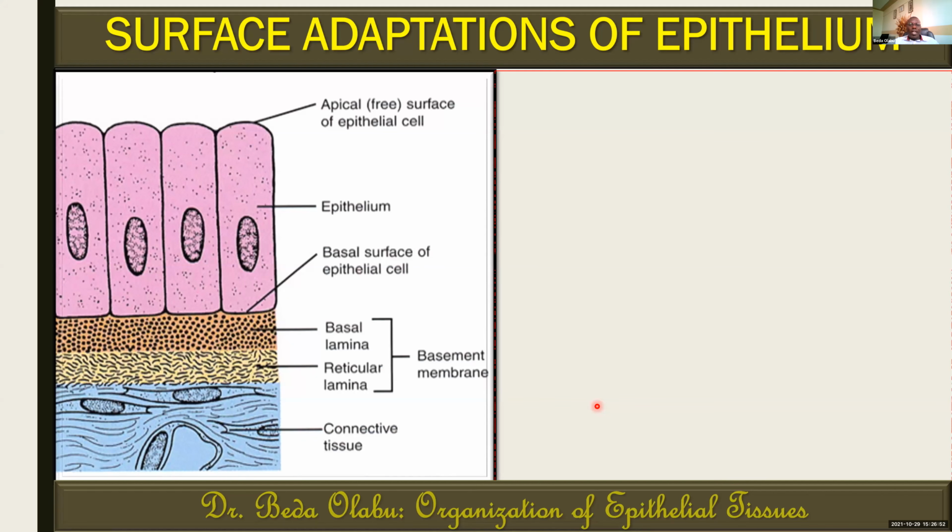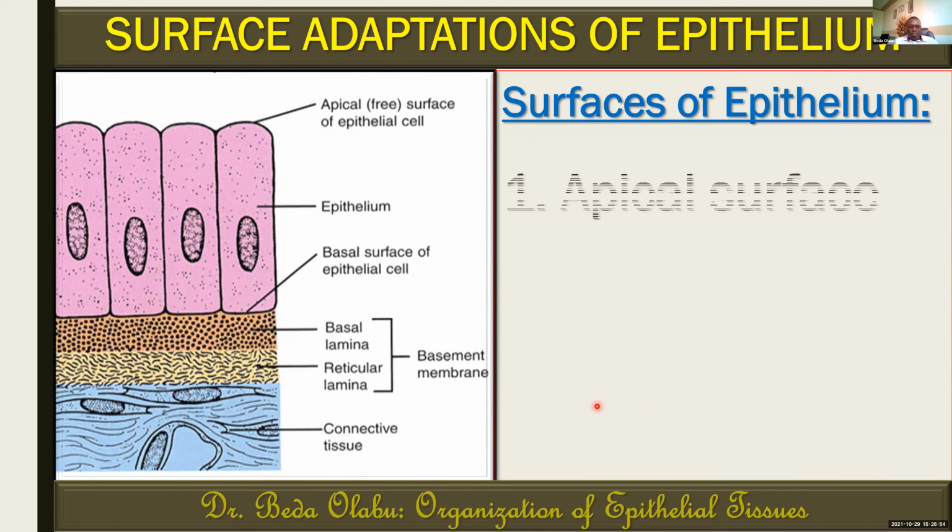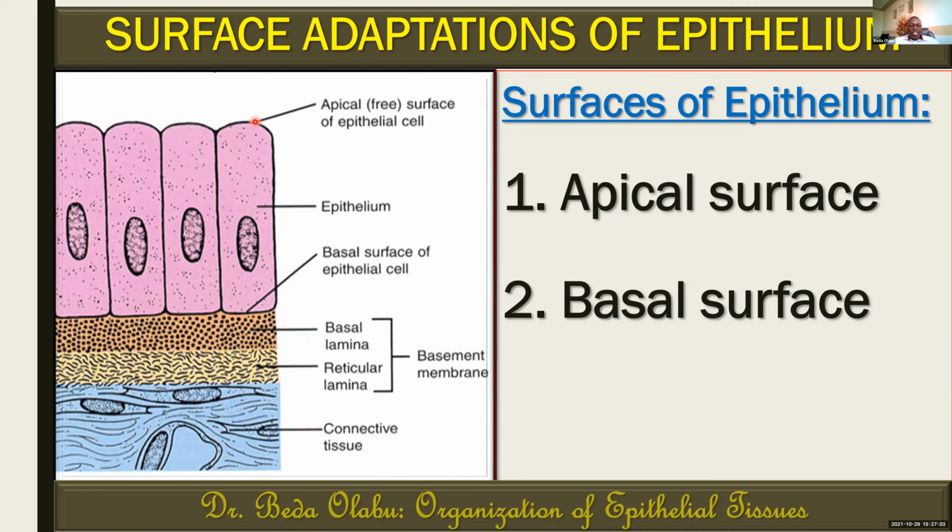So epithelium has some surfaces. The apical surface is the surface on top. We've already clarified that. The free surface. The basal surface is the surface down here that is attached to the basal lamina. Sometimes you may hear these terminologies interchangeably, basal lamina and basement membrane. They are not quite the same.